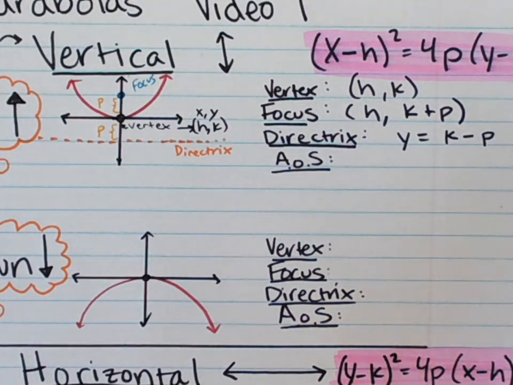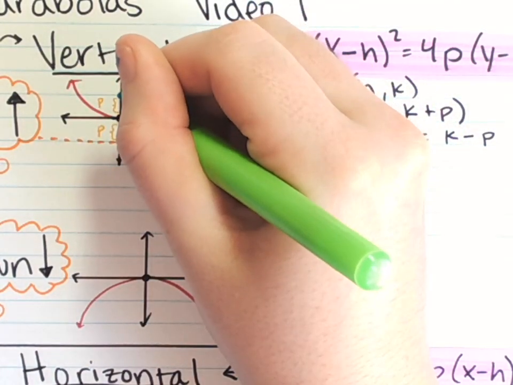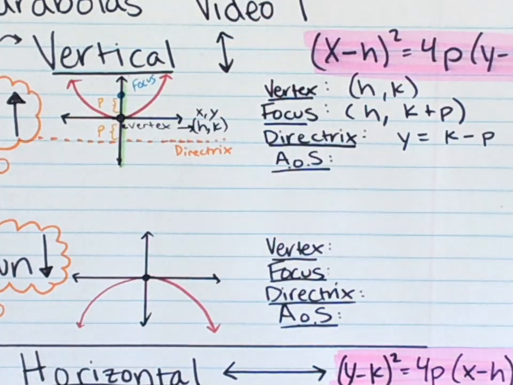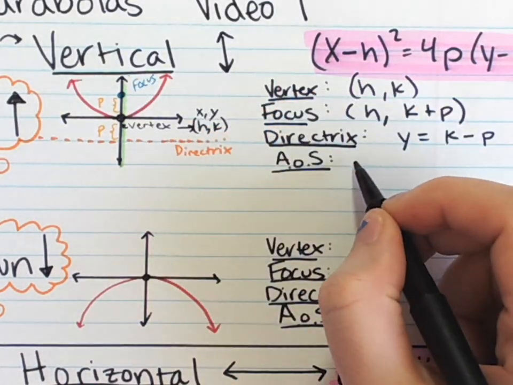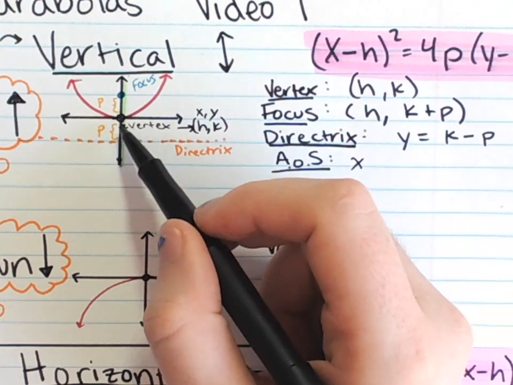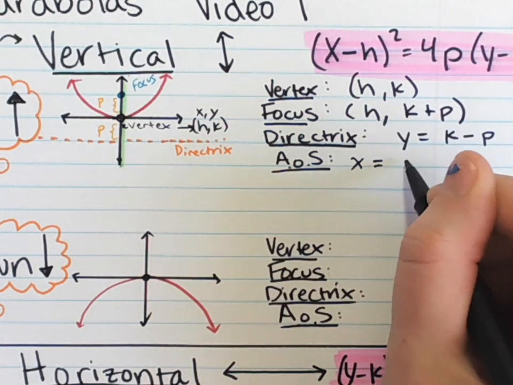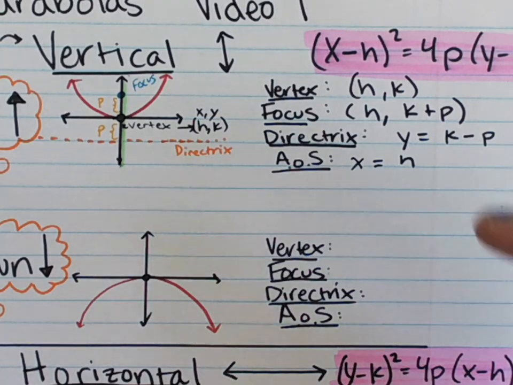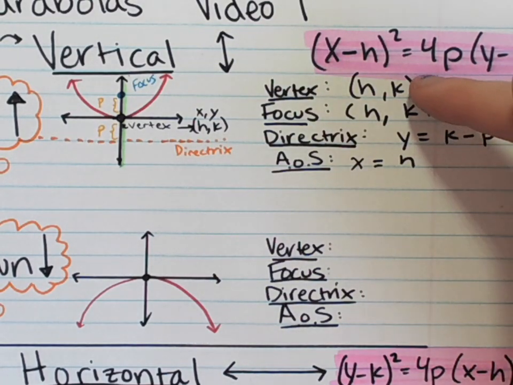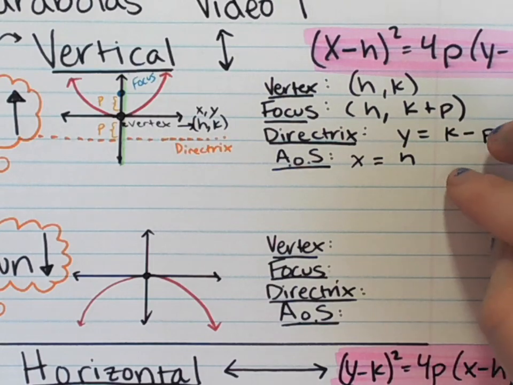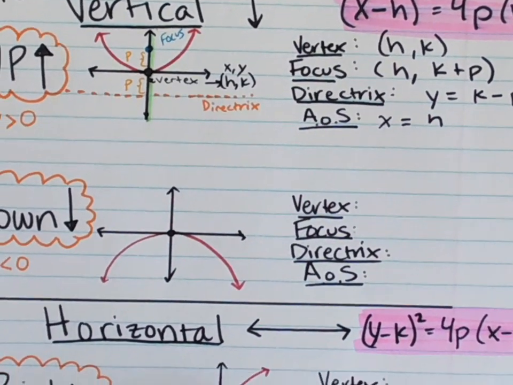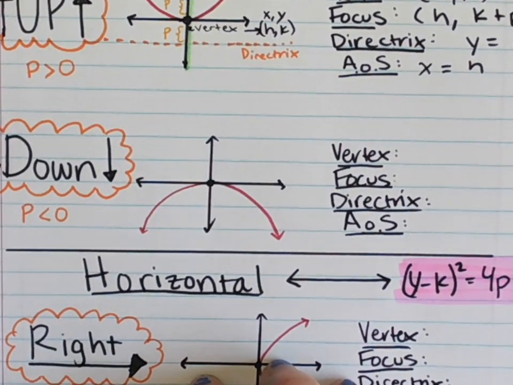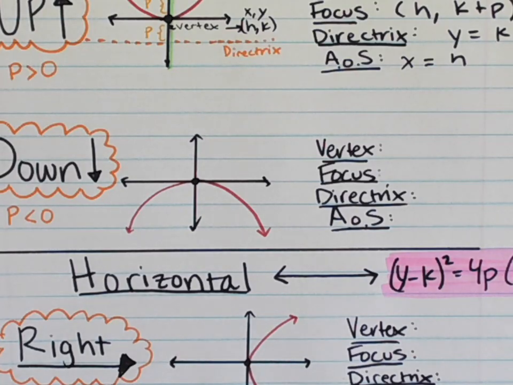The axis of symmetry, I don't have it on here, but let me see if I can draw that in. You can kind of see it in green. That is passing through the x-axis right through the vertex on its h value. So we're going to have a point for the vertex, a point for the focus, and then 2 equations of lines for the directrix and the axis of symmetry. We're going to do this for all 4 types, and hopefully if you've seen it 4 times, it's going to get burned into your brain.